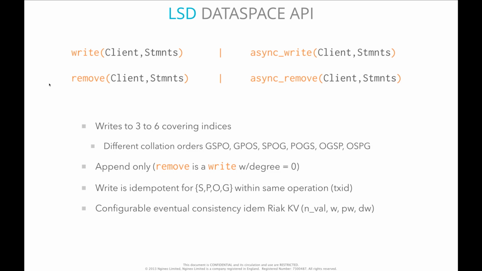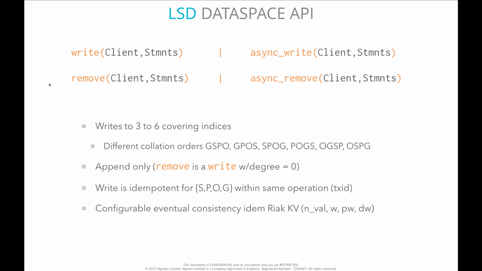Let's say we have 3 replicas, and every time you do a write, you configure how many acknowledgements you want from the 3 replicas. Do you want 1, 2, or 3?